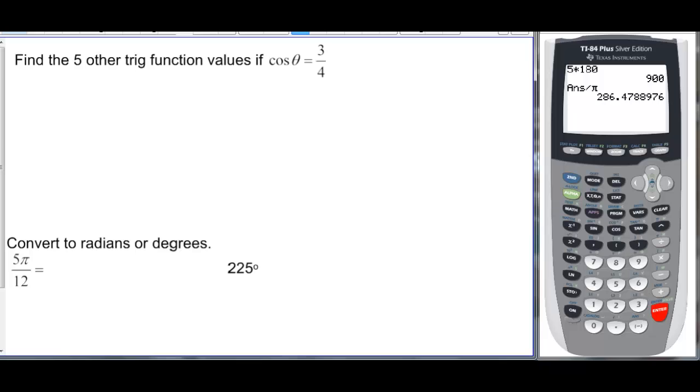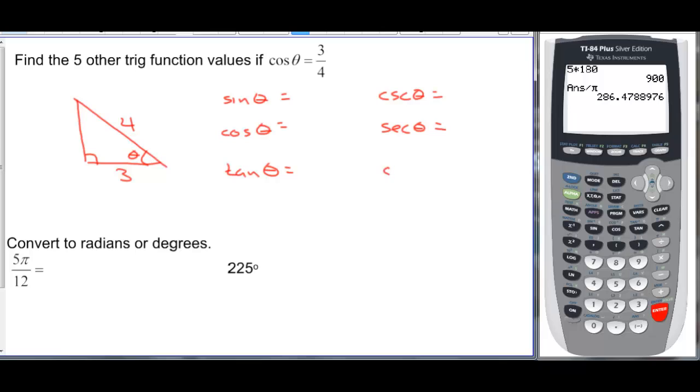Find the 5 other trig function values if cosine of theta is 3/4. All right, so we can draw a triangle. We can put the angle either here or up above. Let's put it there. Here's theta. Cosine is adjacent over hypotenuse, so we have 3 and the 4. And we have sine of theta, cosine of theta, tangent of theta. I usually just write all 6 of them. I know one is given. Then we have cosecant of theta, secant of theta, and cotangent of theta.